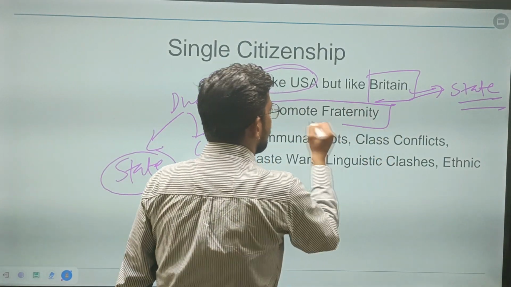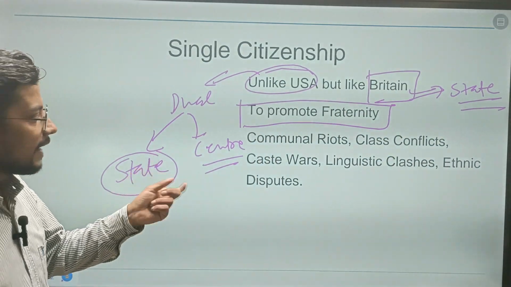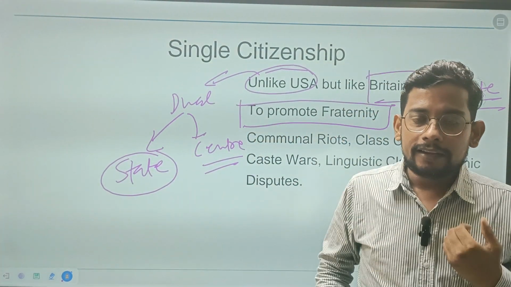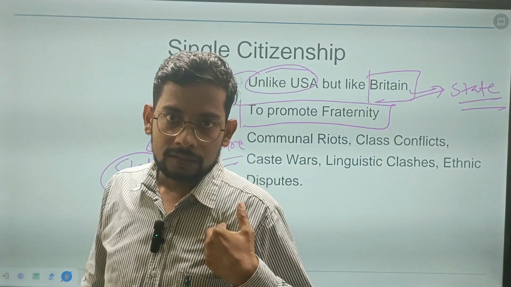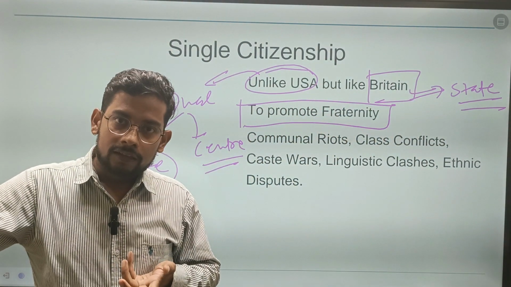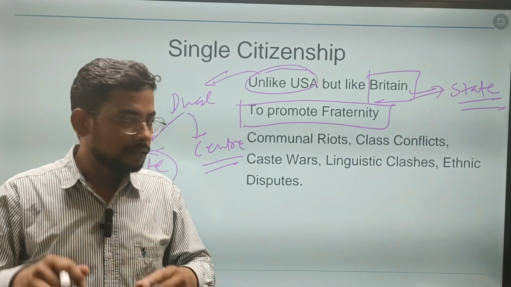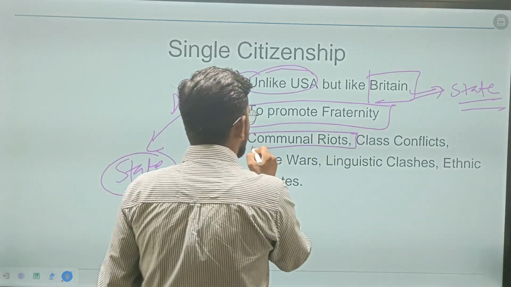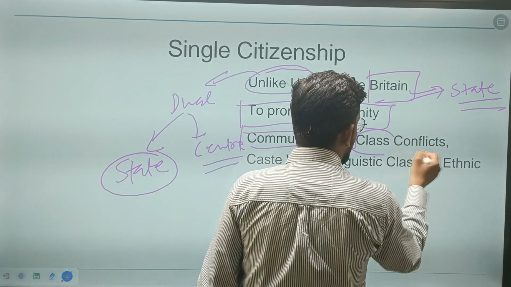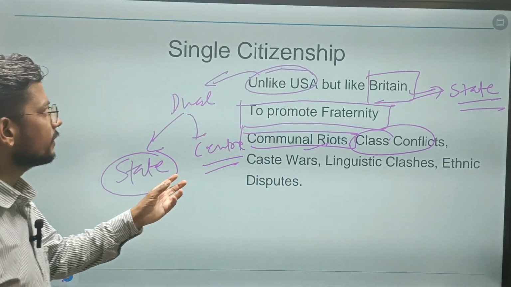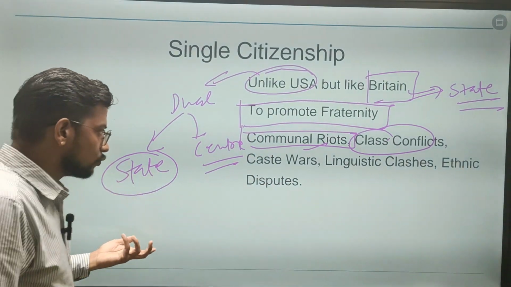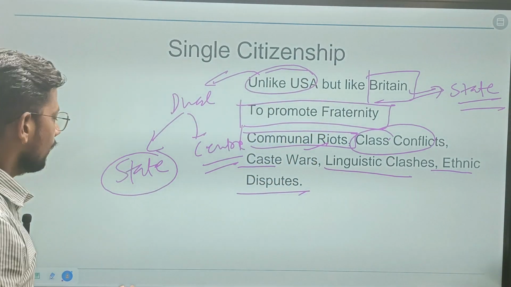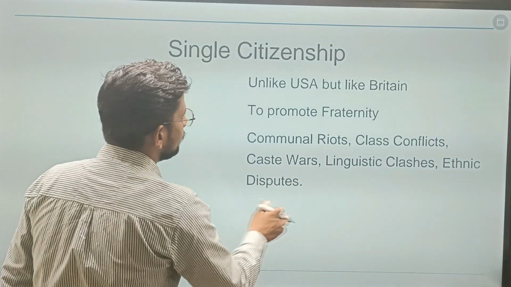This provision of unitary citizenship has been brought to promote fraternity. For example, if I am living in Delhi, I need not claim I am a Delhi citizen because everyone will be Indian only. So to promote fraternity or brotherhood among people, this provision has been introduced. Then to stop communal riots and class conflicts. Because of all these things, we have this provision of single citizenship, so that caste wars, linguistic clashes, and ethnic disputes can be stopped in a multi-diverse nation like India.